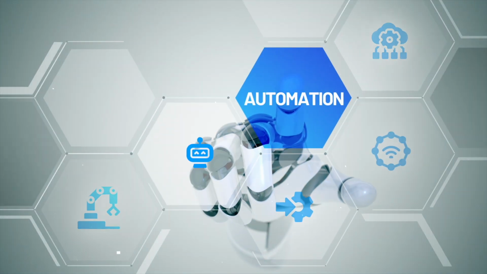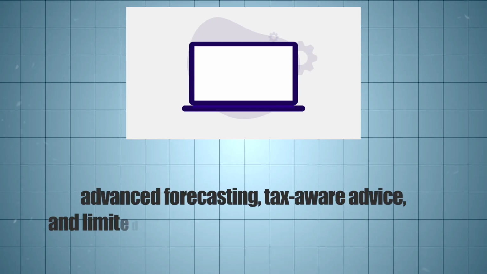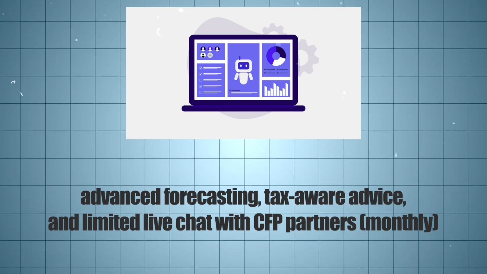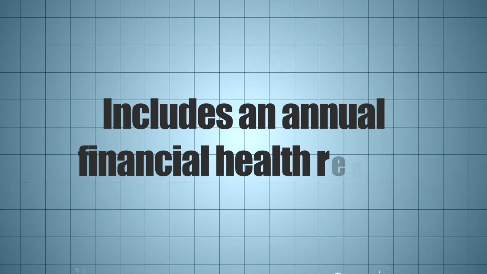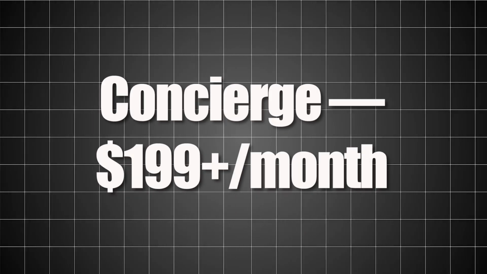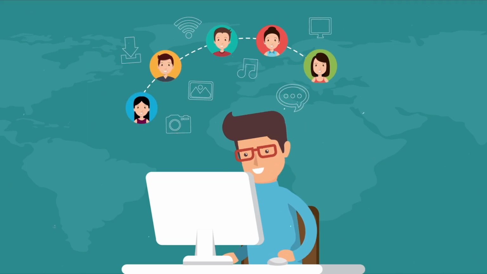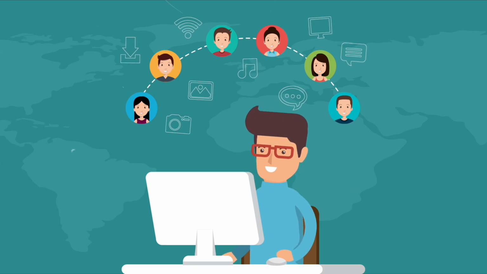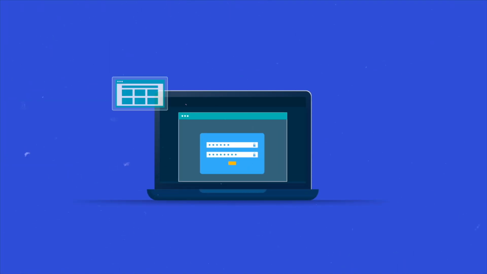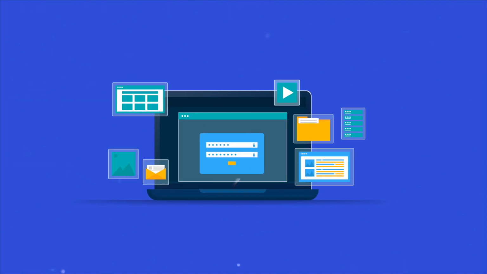Pro, $29 to $49 per month: priority automation, auto bucket transfers, advanced forecasting, tax-aware advice, and limited live chat with CFP partners, monthly. Includes an annual financial health report. Concierge, $199 plus per month: a high-touch tier with monthly one-to-one sessions with a licensed planner, bespoke financial plan PDF, and concierge actions, bill negotiations, subscription audits, executed on behalf of the client.